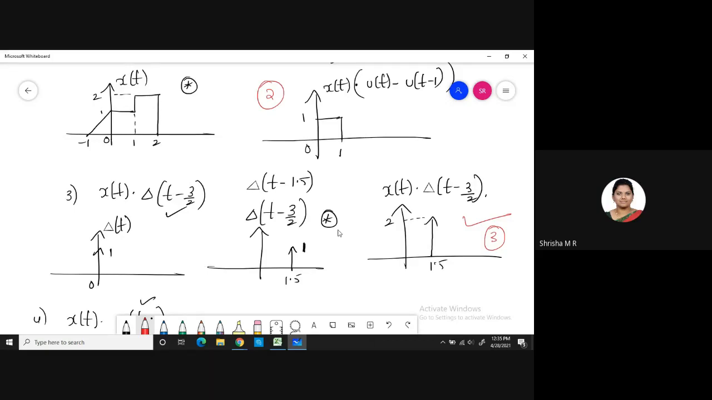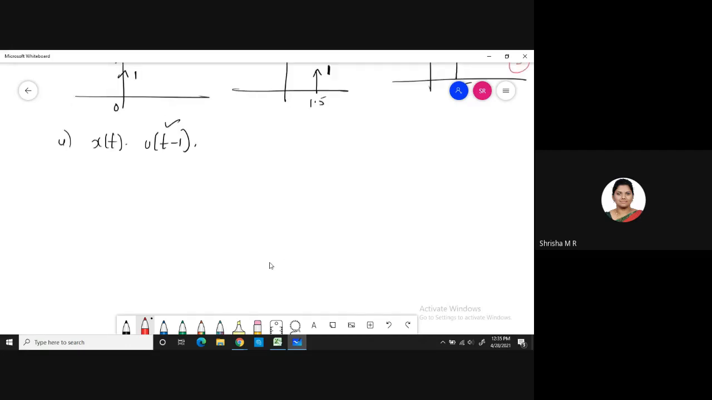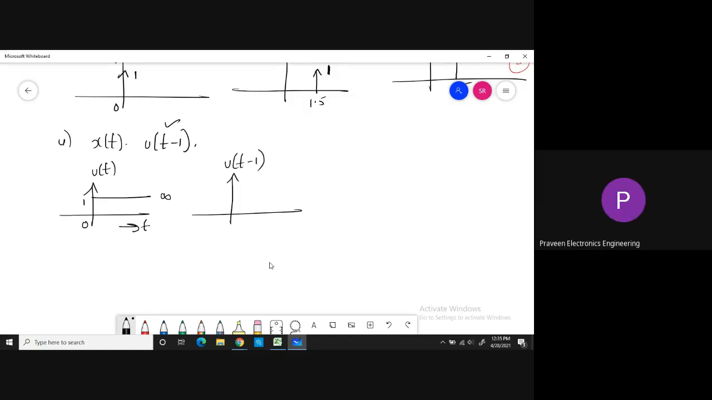So we know what is u of t minus 1 from the basics. We know u of t is a signal which exists from 0 up to infinity with an amplitude 1. Okay, u of t minus 1, from where will the signal exist? Plus 1. K is negative, that means right shifting, and the signal is occurring 1 second late. So it starts from 1 and it will go up to infinity. So this is u of t minus 1.